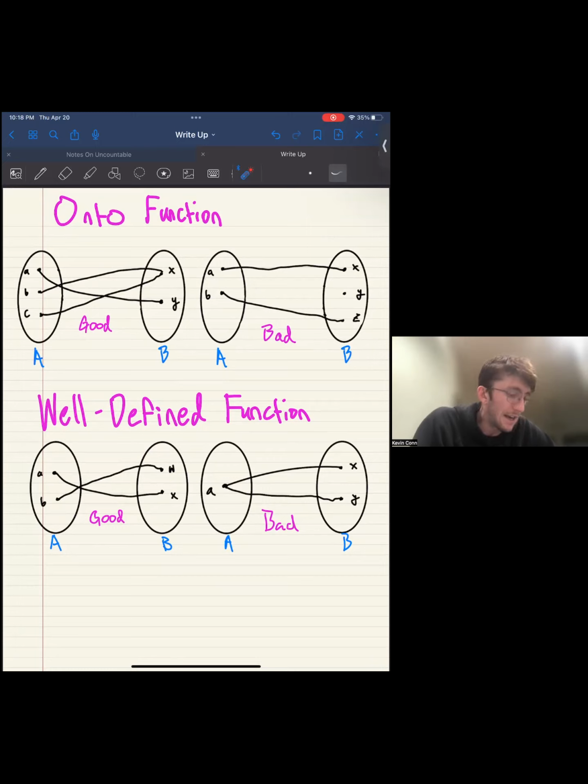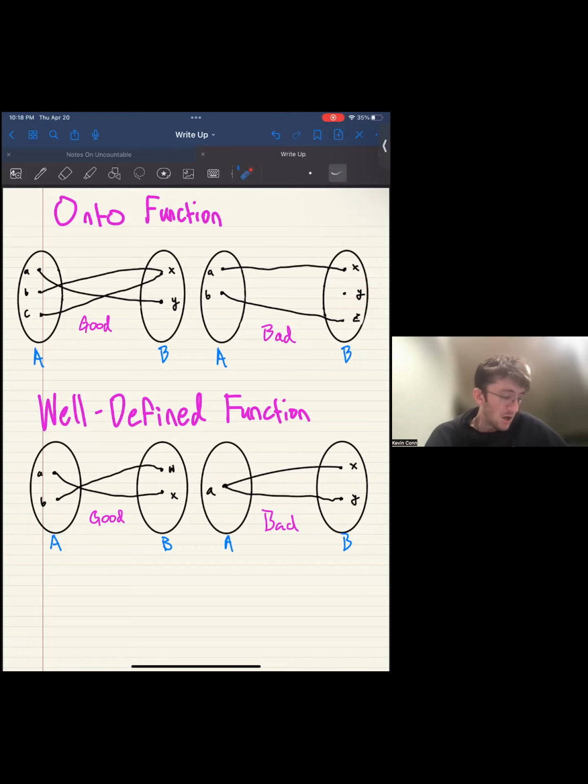Onto means that our set B is fully mapped. That's how I remember it. Basically, all the elements in B have something mapping to it. You can see here that this is not a one-to-one function, but since B is fully mapped, it is onto. The reason why this is bad is because we have Y hanging out here by himself, no one is mapping to them. That is a problem. That's not onto.